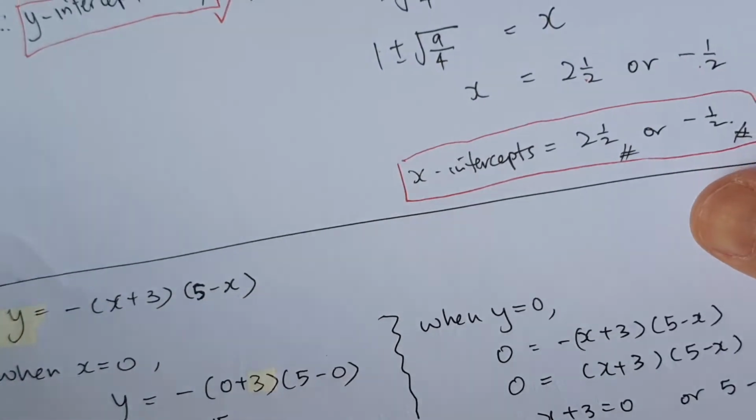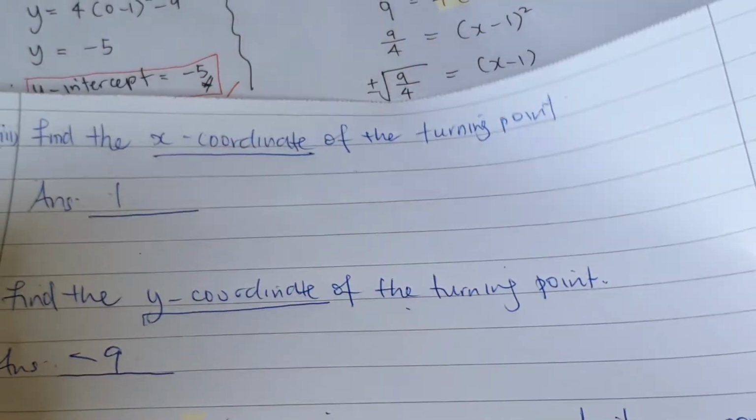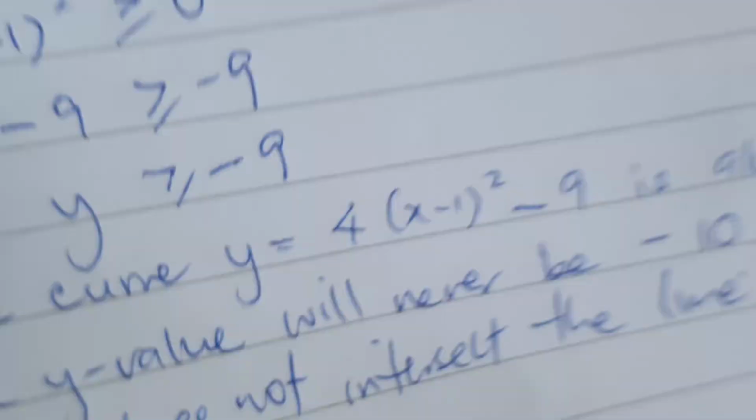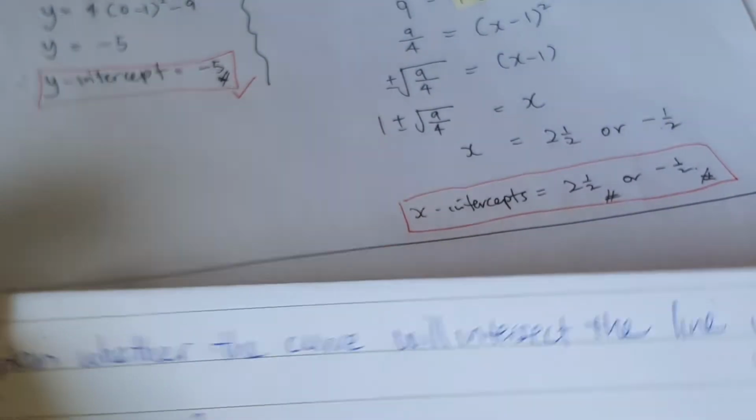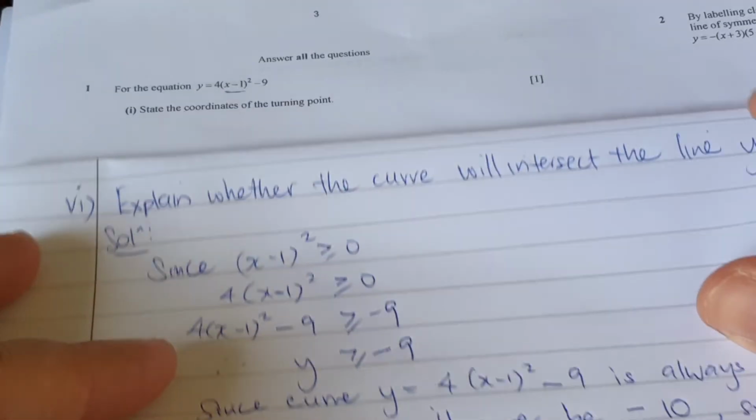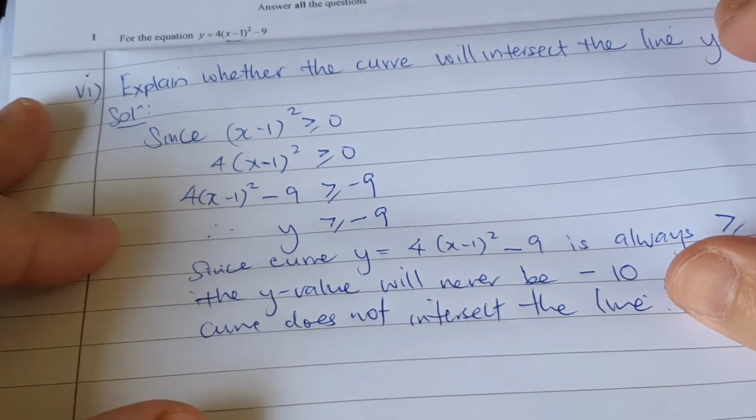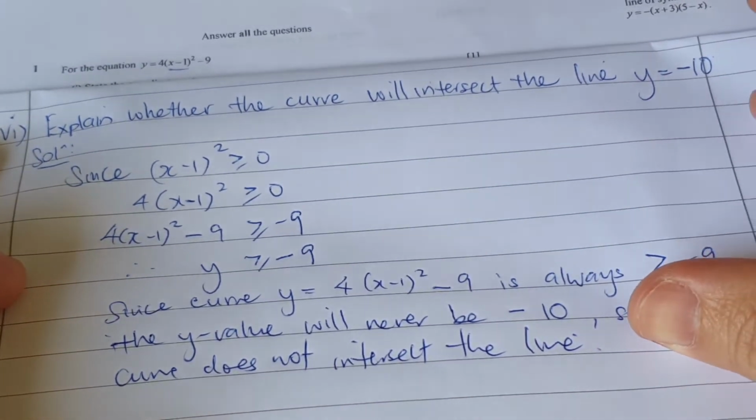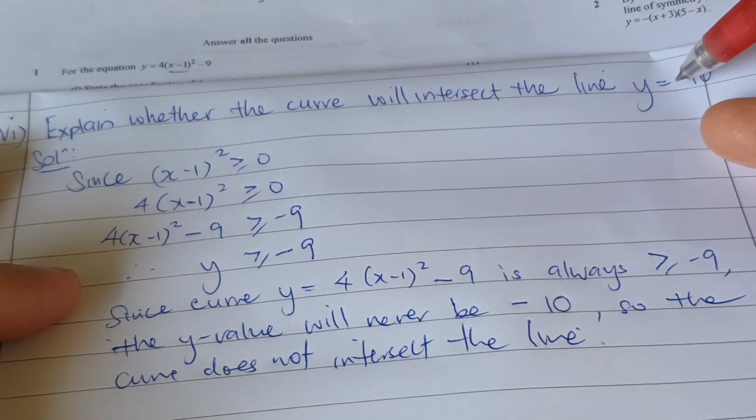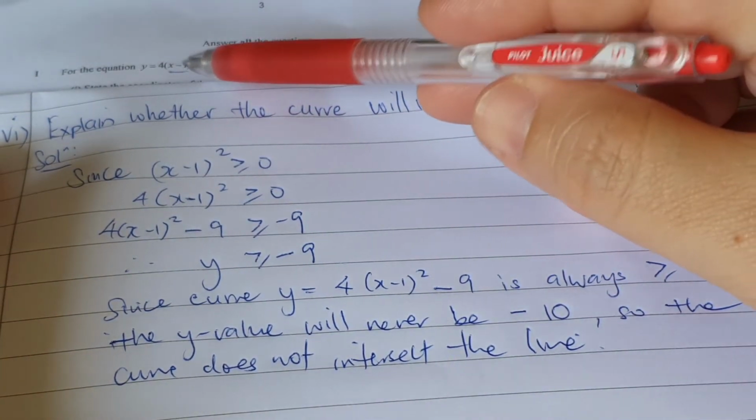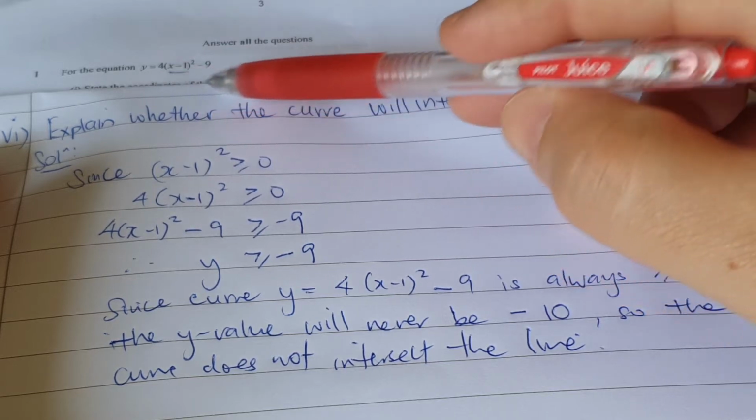I'm now going to extend this question. Just now I extended for the first part, right? Okay, now I'm going to extend some more. Given this equation, can you explain whether the curve will intersect the line y equals minus 10? Okay, so this is your given equation.